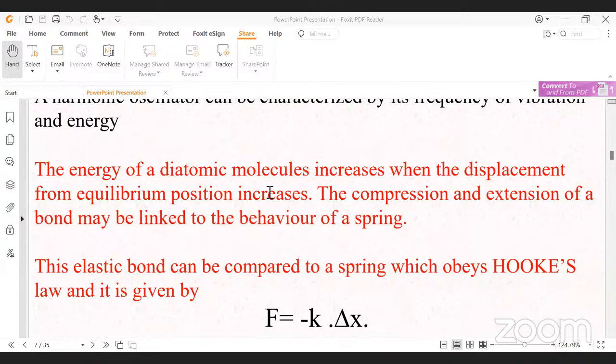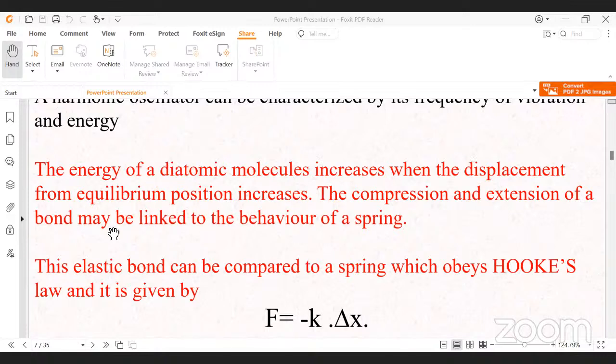The energy of a diatomic molecule as a function of internuclear separation can be plotted. The energy of a diatomic molecule increases when the displacement from the equilibrium position increases. The compression and extension of a bond may be linked to the behavior of a spring.